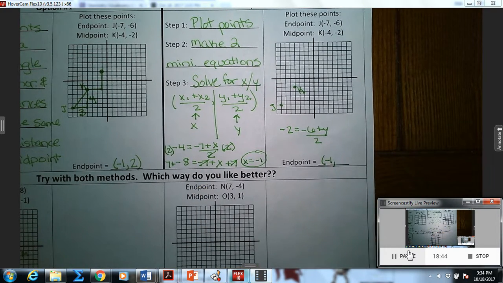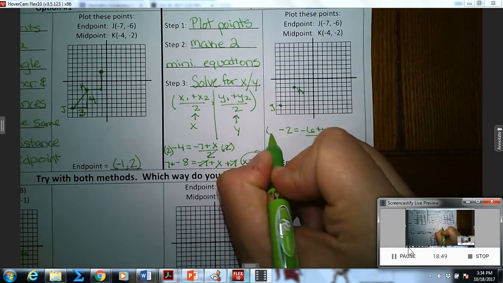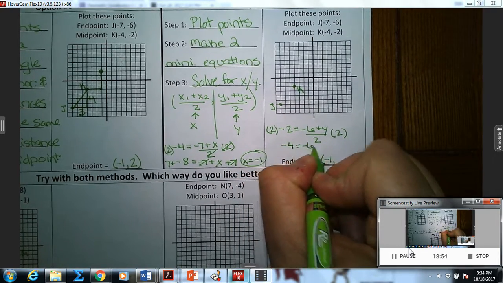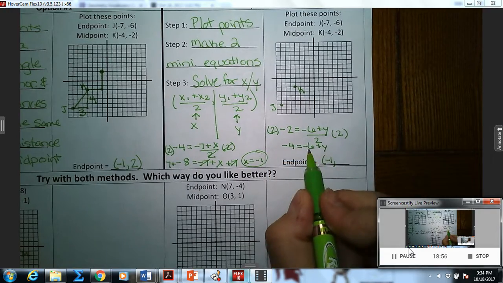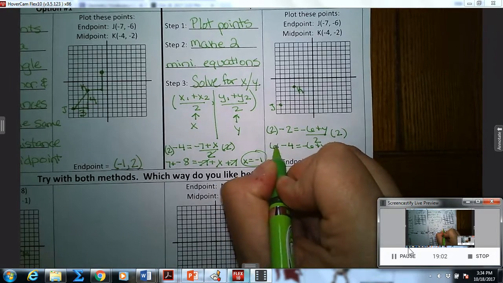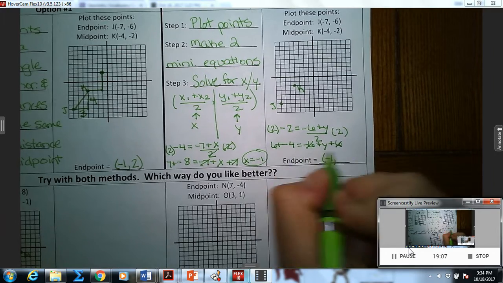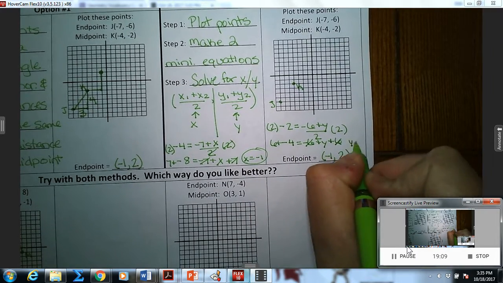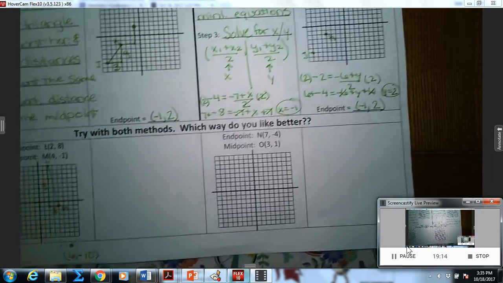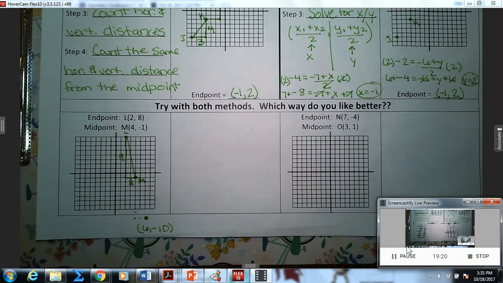Let's do it again for the y value. Step 1 is to multiply by 2 to get rid of the fraction. 2 times negative 2 is negative 4. And now I need to move over this negative 6, so I'm going to add it. 6 plus negative 4 is 2, so my y value is 2. Okay, I want you to try example 1 below, practice problem 1, using this method.